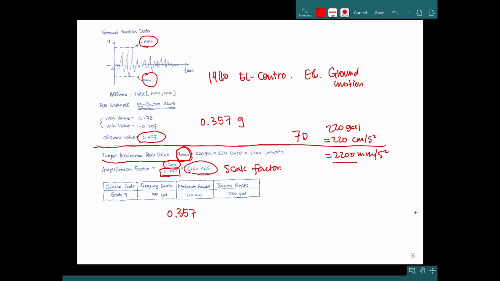So for the Chinese code, for example, the grade 7 earthquake, the frequent earthquake means very small earthquake, is 55. This is for the normal concrete design loading. And the moderate earthquake is 2 times the frequent earthquake, so it's 110 gal. And the severe earthquake is double the moderate, 220 gal. And this is the severe earthquake. So this is the 3-level design for the Chinese building design code.